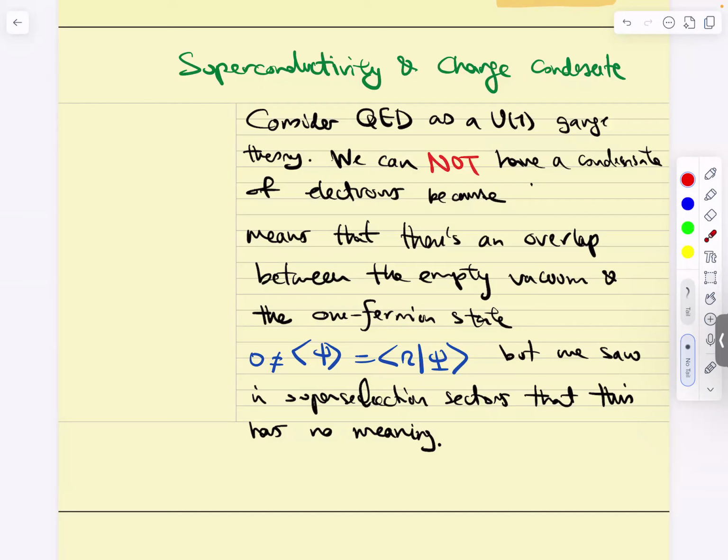So in QED, you cannot have a condensate of electrons. Another way of saying this is that it's a consequence of spin statistics. You can't have a condensate of fermions, because bosons form condensates since they can sit on top of each other, but fermions cannot. Because of superselection sectors, we can't do this. So how can you spontaneously break the U(1) symmetry of QED?